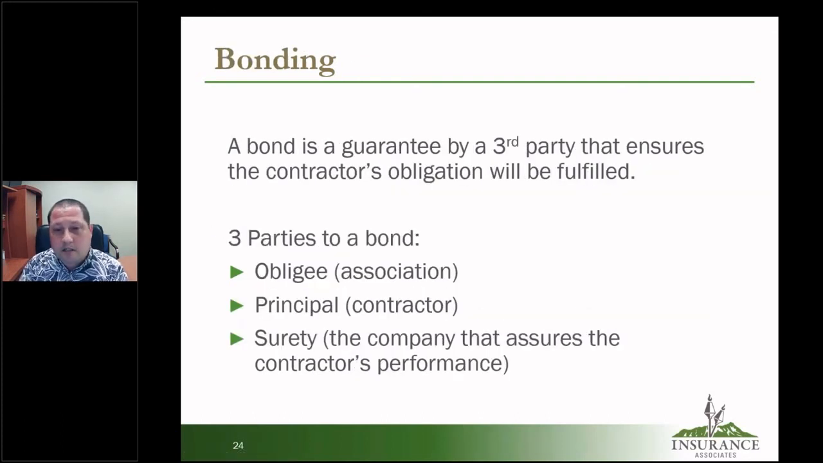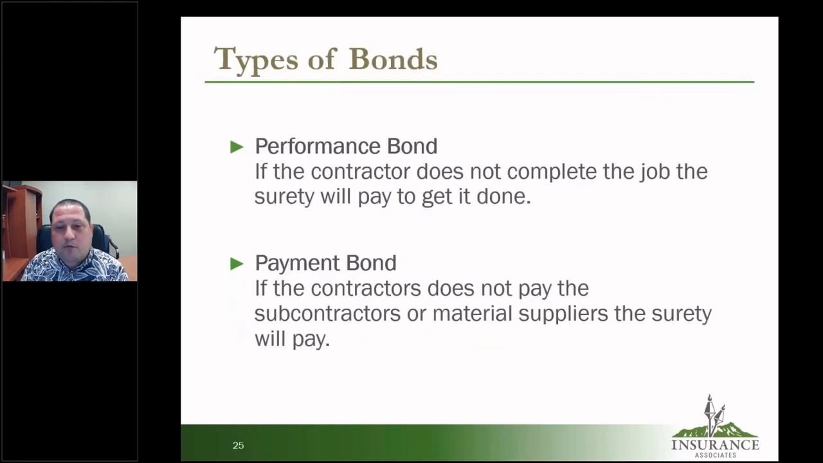Bonding. A bond is a guarantee by a third party that ensures the contractor's obligation will be fulfilled. There are three parties to a bond: the obligee, which is the association, the principal, which is the contractor, and the surety, which is the company that assures the contractor's performance.